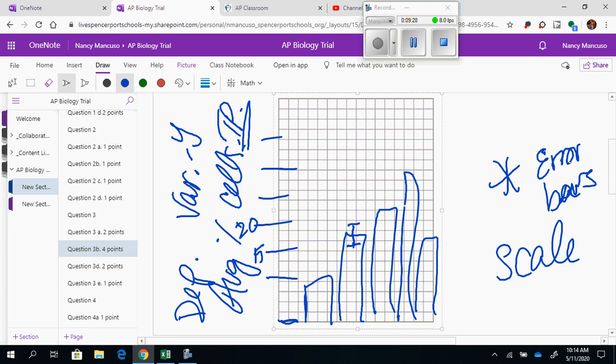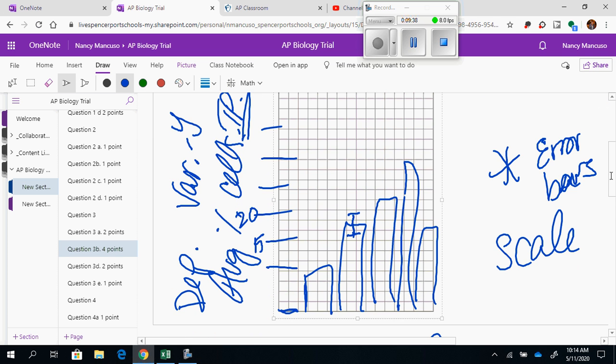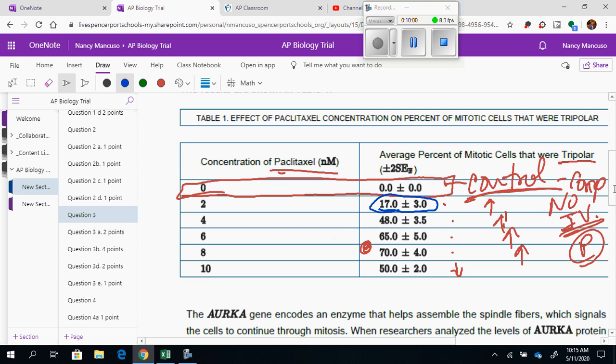And then the other part of this question is based on the data, determine the concentration of Plaxel that is most effective. So what is most effective appears to be somewhere here. So it was between 6 and 8. And I think they use nMs. So this is the concentration of P that was most effective. If I go back up to here, somewhere in there seems to be the most effective.